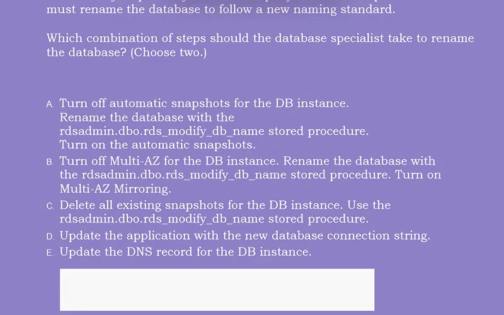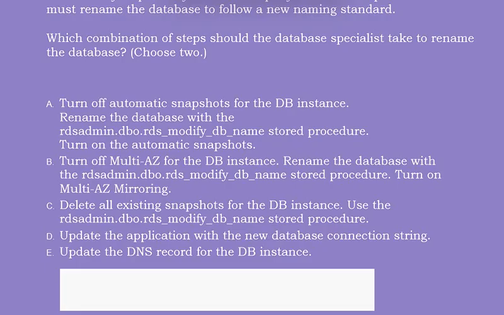Option B, turn off multi-AZ for the DB instance. Rename the database with the rdsadmin.dbo.rds_modify_db_name stored procedure. Turn on multi-AZ mirroring. Option C, delete all existing snapshots for the DB instance.